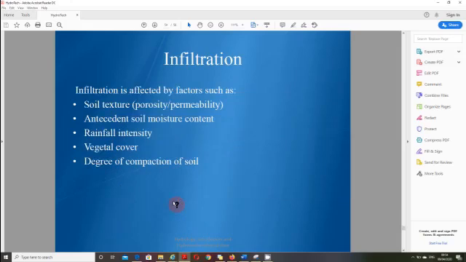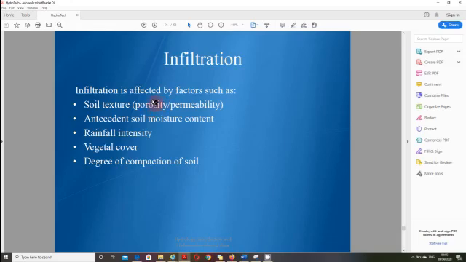So what factors does infiltration depend on? Infiltration is affected by several factors. The first factor that affects infiltration is soil texture, which is based on the porosity and the permeability of the soil. The porosity is how much water the ground can store.